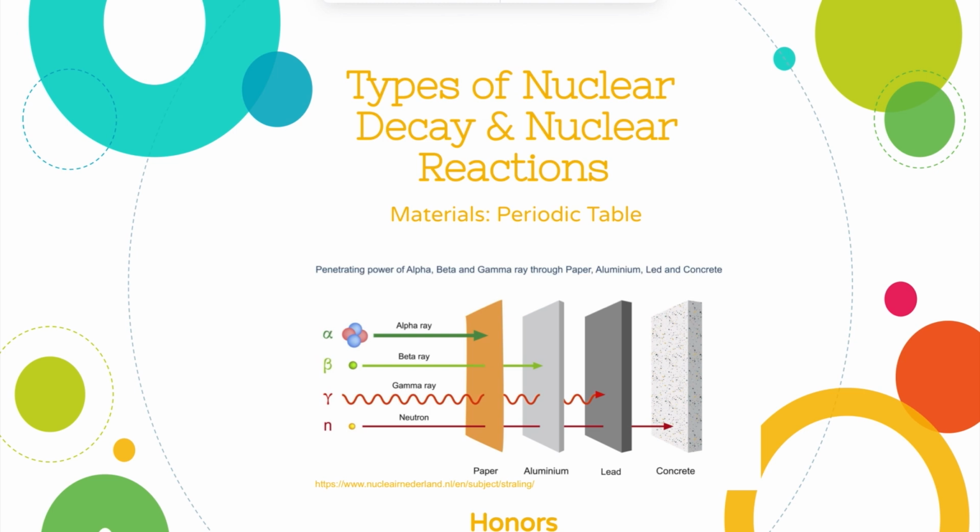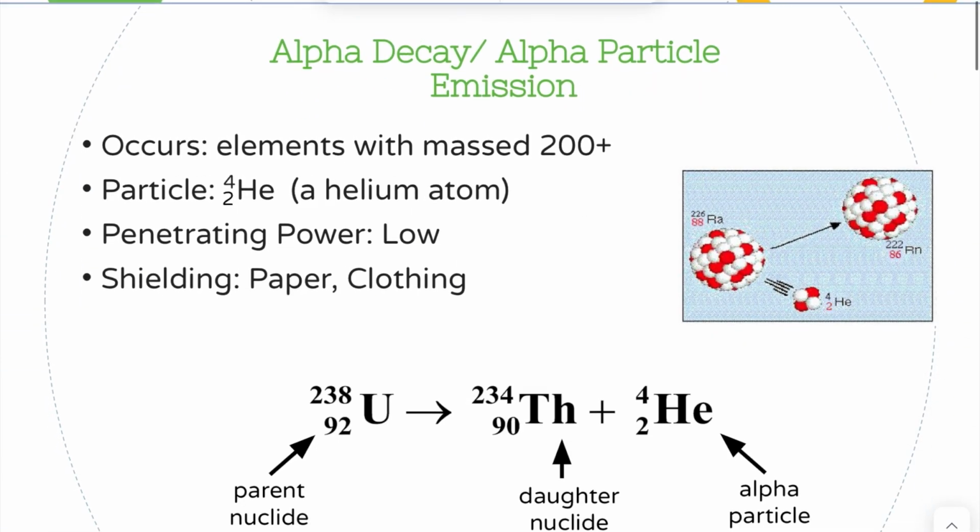In that video, it also discussed the relative strength of those. An alpha particle can be stopped by paper, a beta particle or a beta ray can be stopped by aluminum, gamma rays need lead to be stopped, and things like neutrons could be stopped by concrete, but none of the other things. All right, so alpha decay, or you might hear this as alpha particle emission.